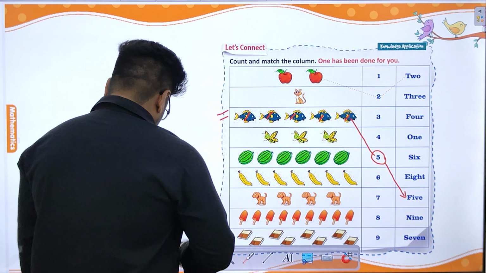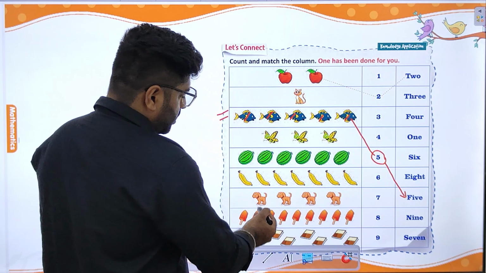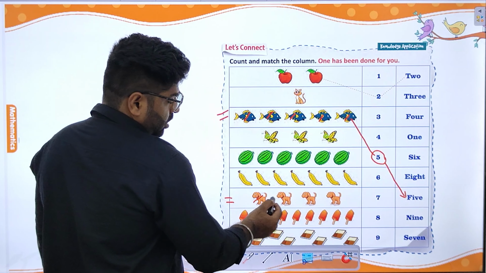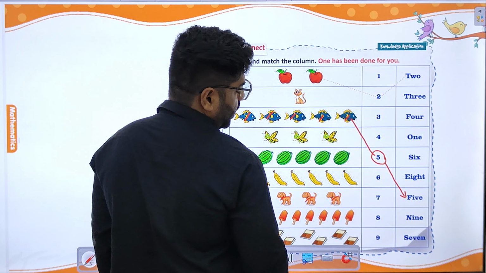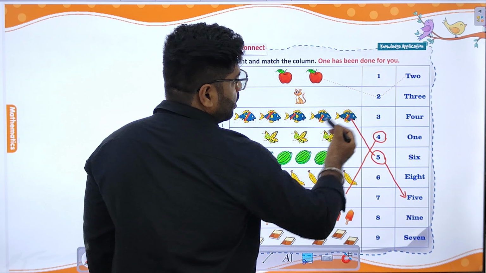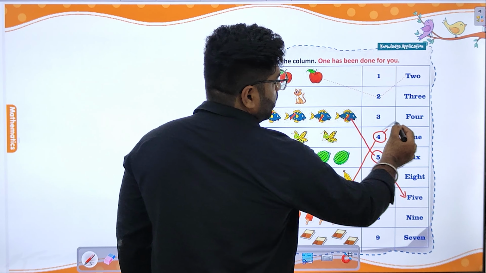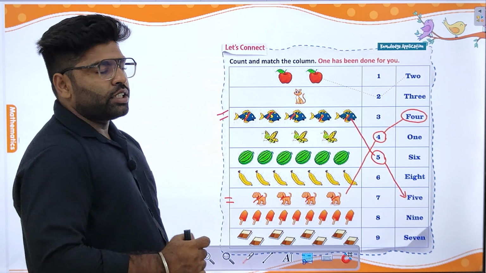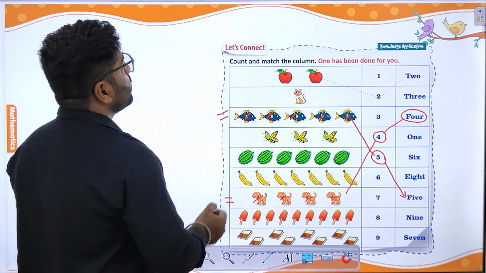So let's do one more part. Just pick this puppies part. How many puppies are there? 1, 2, 3, 4. Have you found the number 4? Yes, here it is. And the number name, again, here we are having 4. Clear? Rest are for your practice. Come to our next topic.